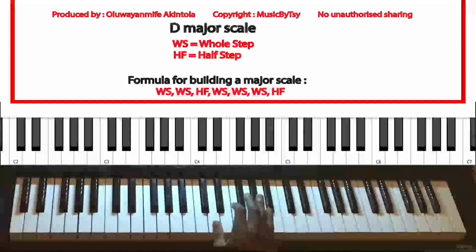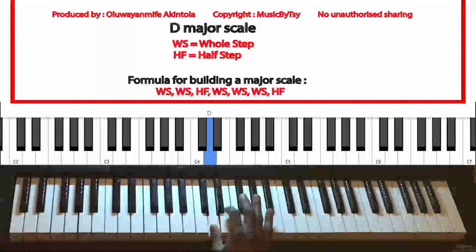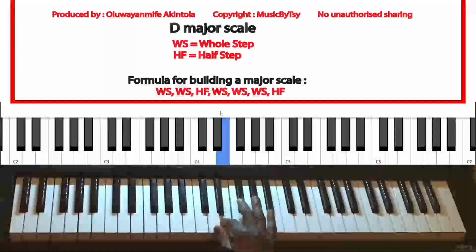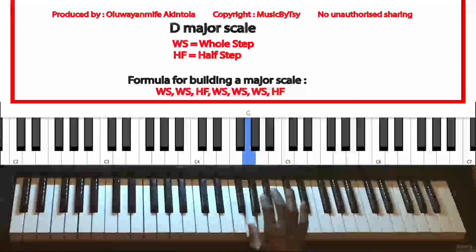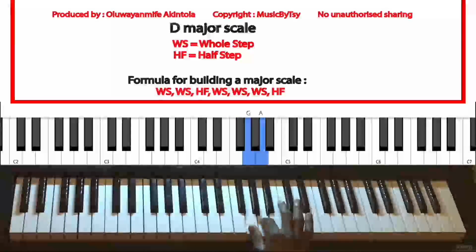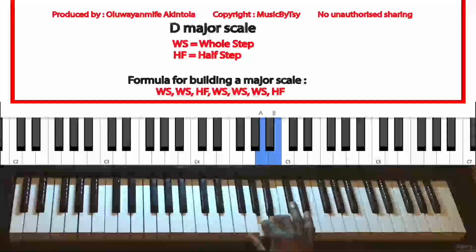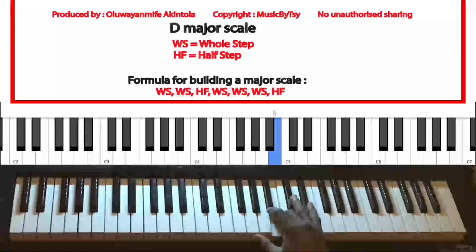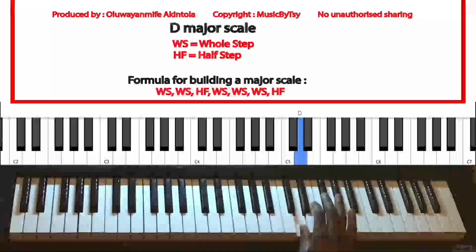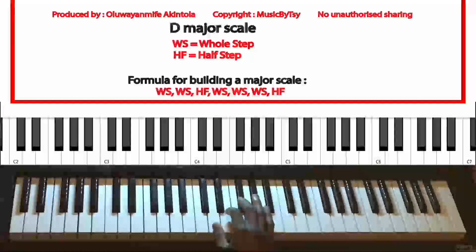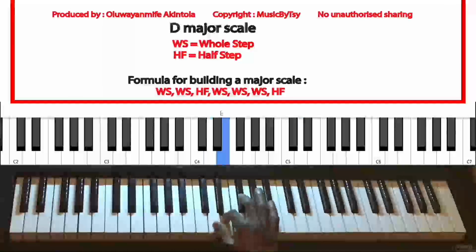Starting from the key of D, we're going to take a whole step, and then another whole step, and then a half step, and then a whole step, and then a whole step, and then a whole step, and then a half step. See that? So that is the D major scale that we've just constructed. So the D major scale goes like this.